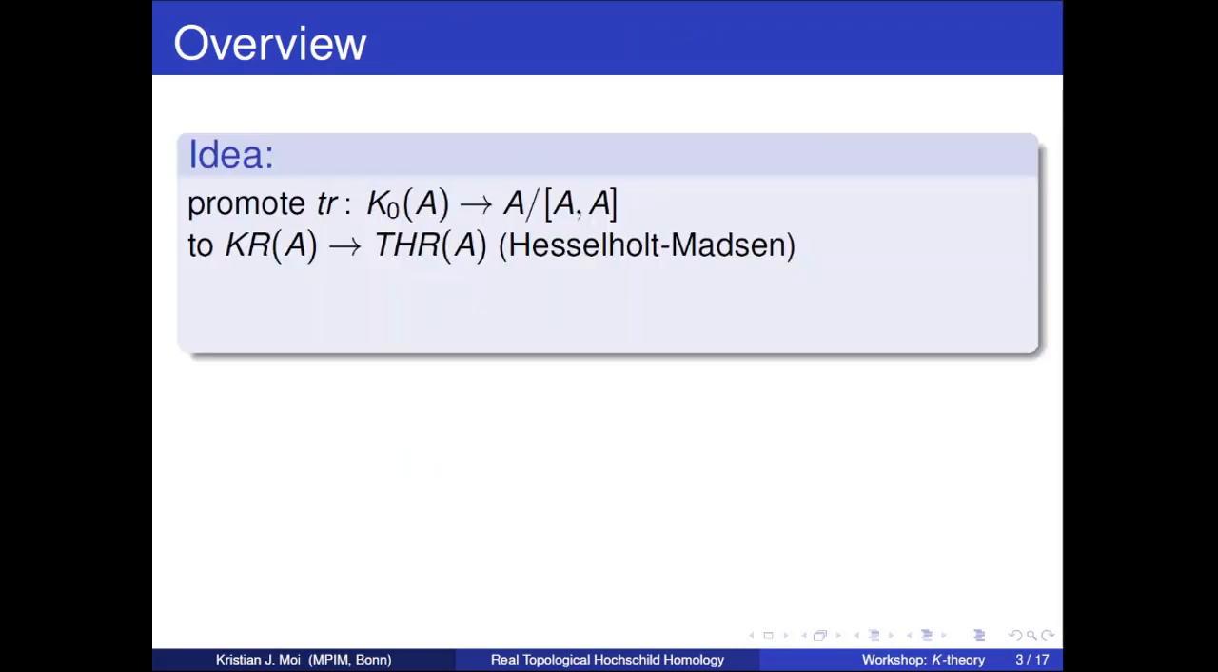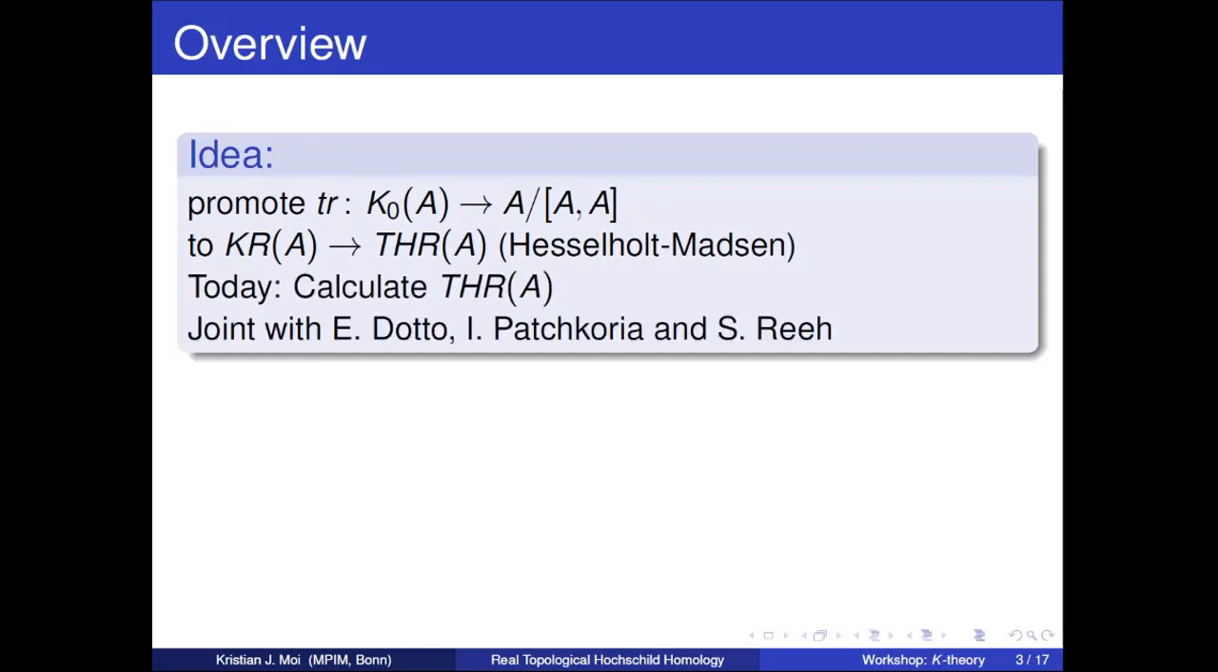So here's a little overview. As I said, you want to promote this map, a group homomorphism between abelian groups, to a map between real algebraic K-theory and what's called real topological Hochschild homology. These are what are called genuine equivariant spectra. I'll get more into that later, but this is where we're going. And in particular, for the talk today, the goal is to calculate the target of this map. It's really hard to say something about the source, but we can actually calculate the target.